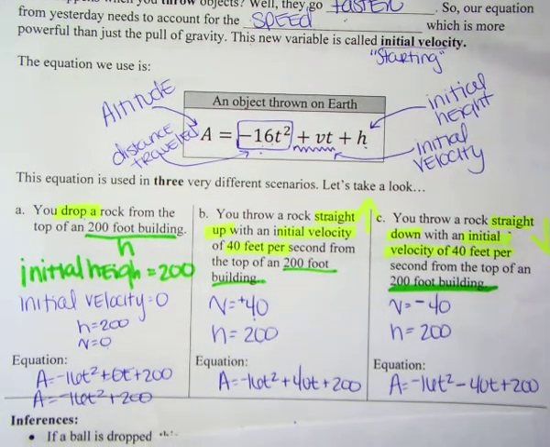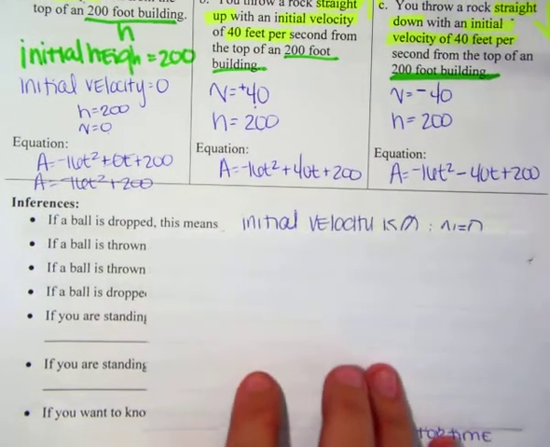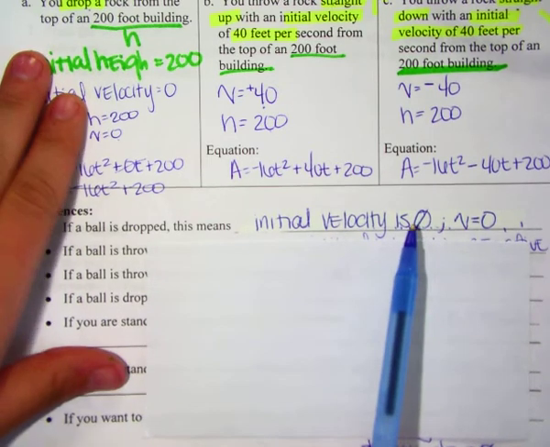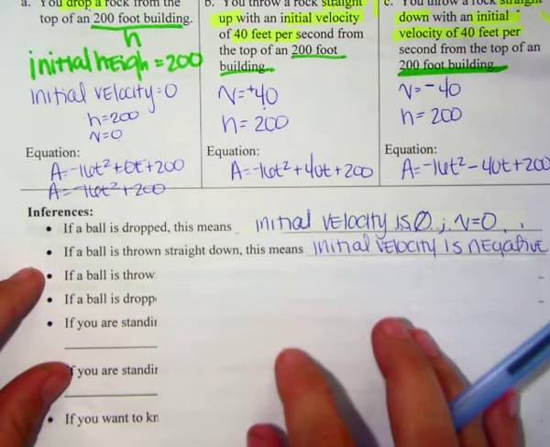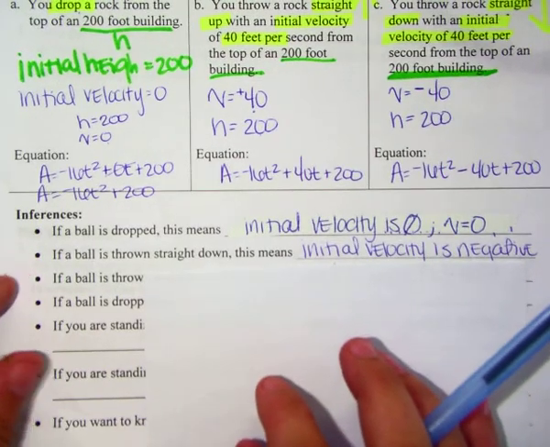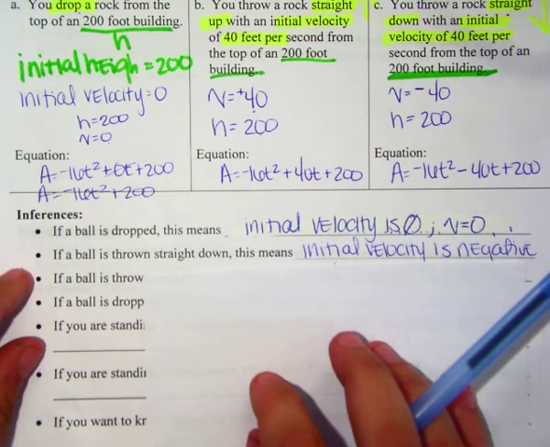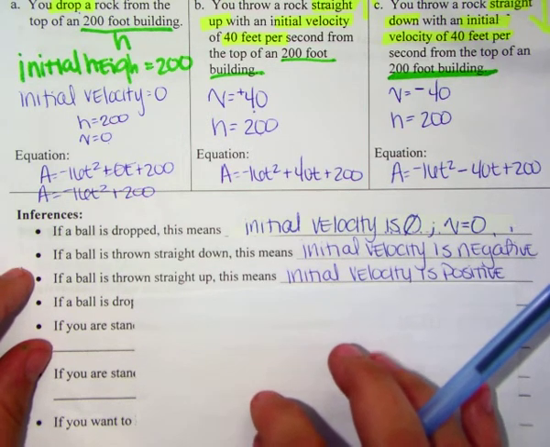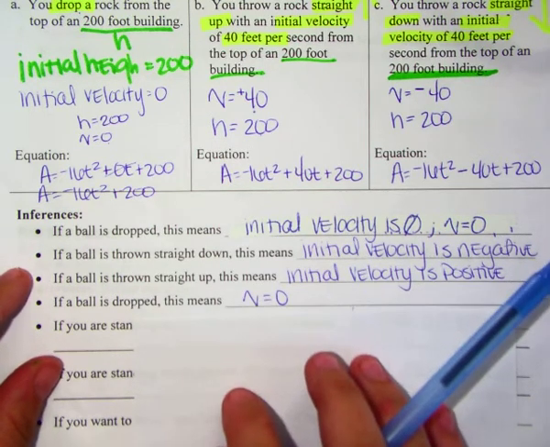So with all that being said, you have to read a lot, and you have to know what these things mean. So we're going to review a couple inferences that you'll make depending on the problem. If a ball is dropped, this means that the initial velocity is 0, okay? Because if you're dropping it, you don't have any force behind it. If a ball is thrown straight down, that means that the initial velocity is negative because it's going to take less time, so you're subtracting the time because of the velocity. If a ball is thrown straight up, then the initial velocity is positive because you're adding time.